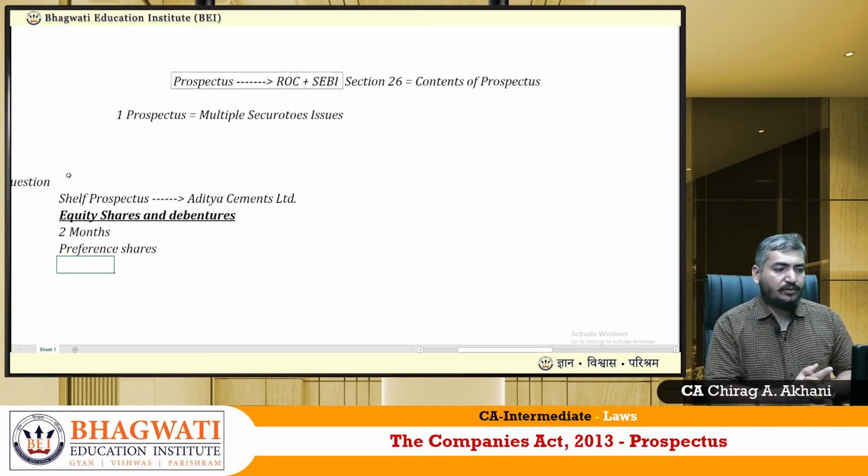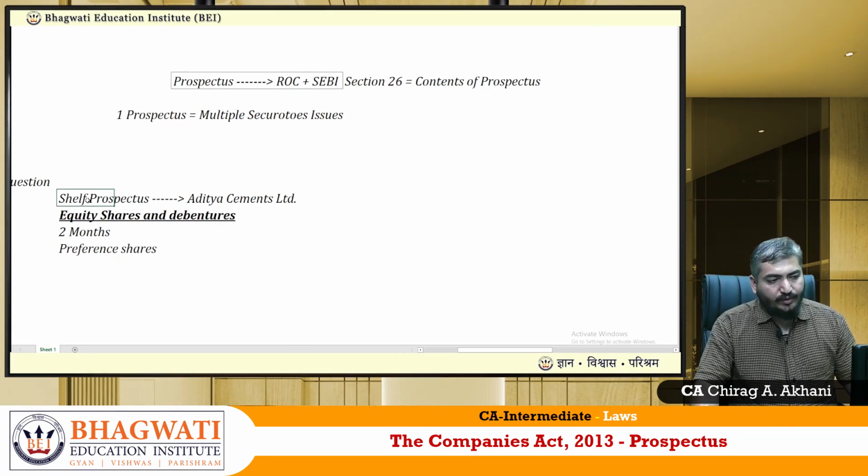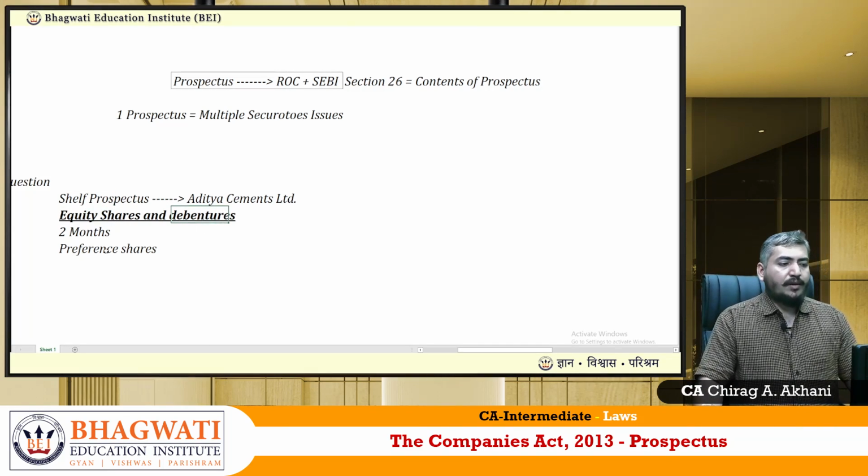ठीक है, अब देखिए इस पूरी बात को. Shelf prospectus is issued. We all know it's valid for 12 months. So most of the students may understand like this: why should we go for a fresh prospectus? It's valid for 12 months and it is now only 2 months. The company can definitely go for issue of preference shares and no need to issue a fresh prospectus. अगर आप ऐसा सोच रहे हैं तो बात सुनिए. In the shelf prospectus, which kinds of securities are covered? So it is equity shares and debentures. Look, preference shares is not added here.